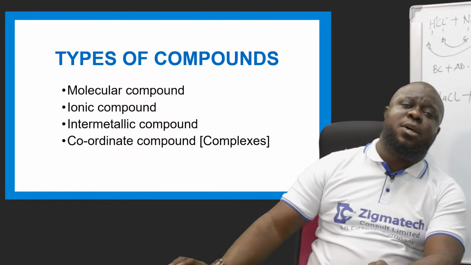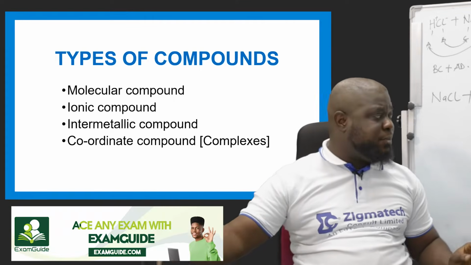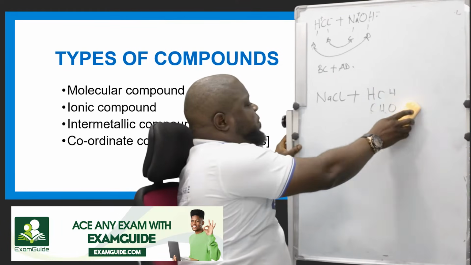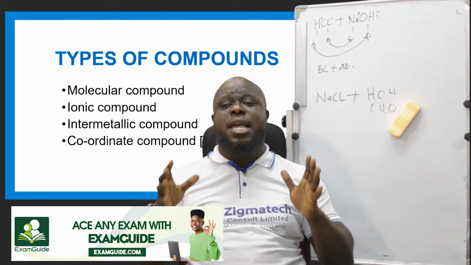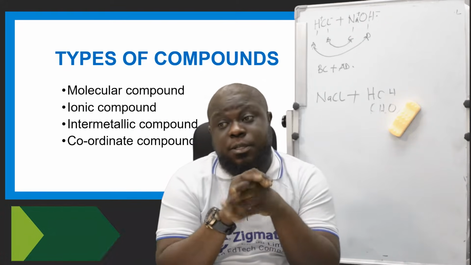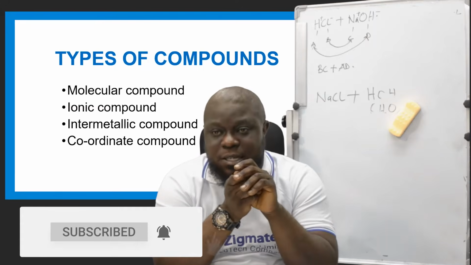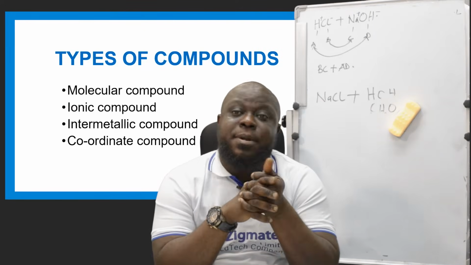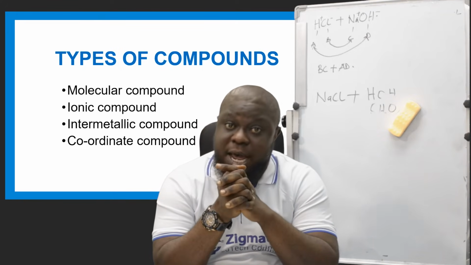Now the next one, we come to the end of reaction. Next one we say types of compounds. We have 4 types of compounds. It is not in your textbook. Like I said, what I'm telling you is not in your textbook, but it is being set by international examination bodies. So you take note on that.